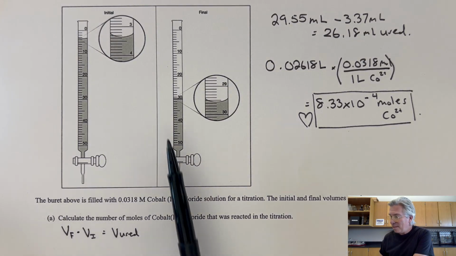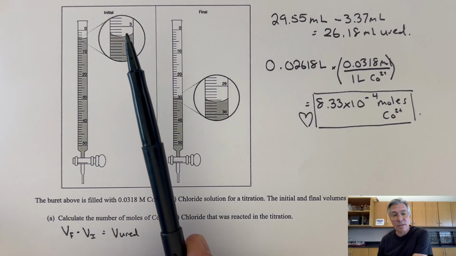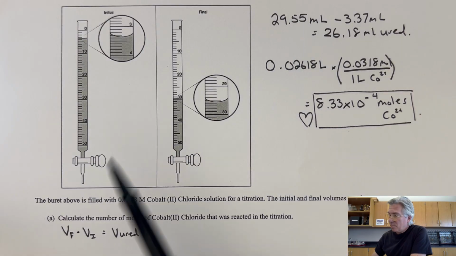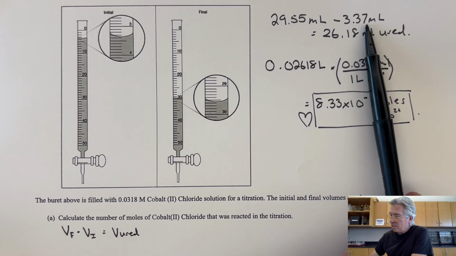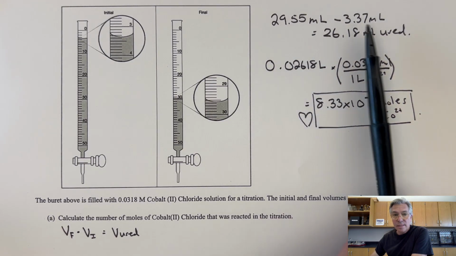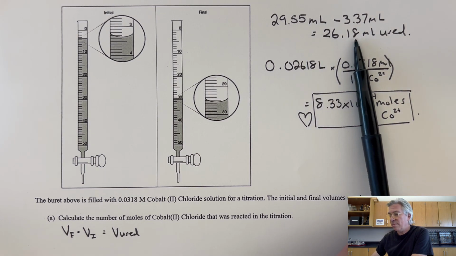And then we typically do final minus initial, so we get a positive value. A lot of people get hung up on that. But we are going to do final minus initial, 29.55 minus 3.37. And when you're subtracting, you keep the decimal place of the least accurate measurement, which is the hundredths, so 26.18 milliliters used.